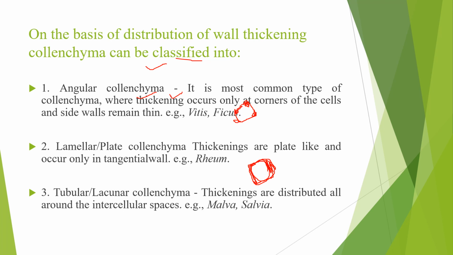Then lacunar or tubular collenchyma, where thickenings are distributed all around the intercellular spaces. That means suppose these are the cells of collenchyma and intercellular spaces are present, and the thickening is present here, next to the intercellular spaces. Okay. So these are the three types of collenchyma, classified according to the distribution of their wall thickening material.